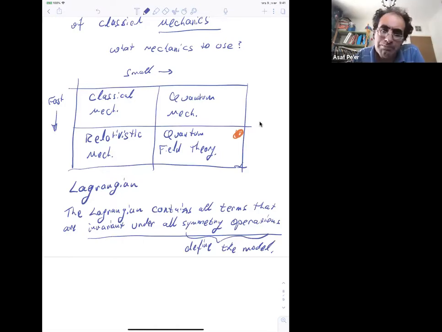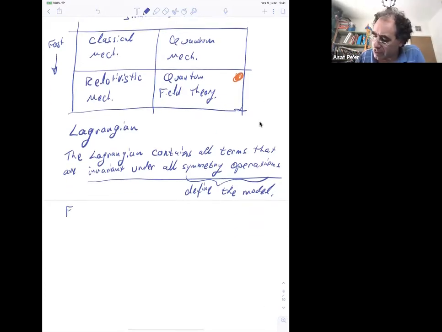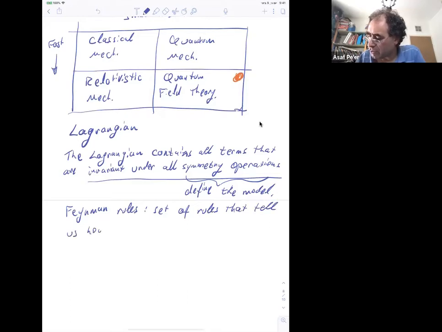Again, I hope it will become easier to understand the exact meaning in the coming weeks. In quantum field theory, there is a set of rules. These are, of course, the Feynman rules, which tell us how one can calculate measurable quantities from the Lagrangian. So Feynman rules are a set of rules that tell us how to calculate measurable quantities from the Lagrangian.